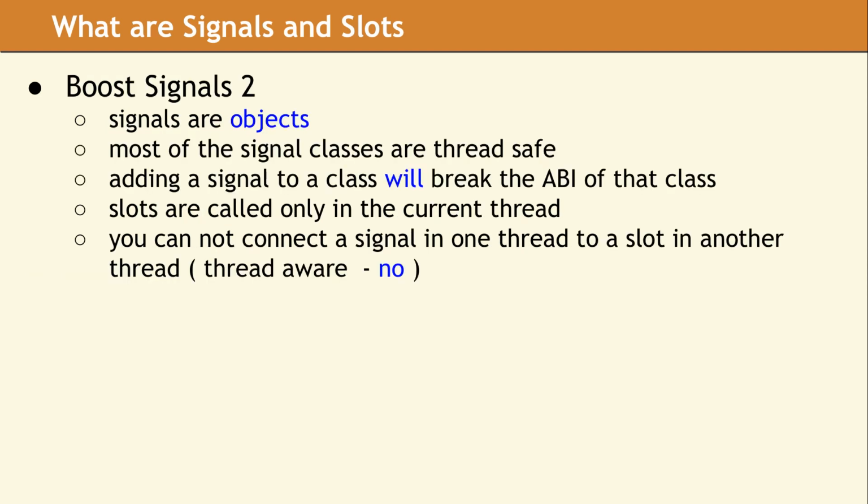There are two signal libraries in Boost. The first one is deprecated because it was not thread safe, and the modern replacement is Boost Signals 2. In Boost, signals are represented as objects. This means that in order to add a signal to your class, you must add a data member, and this changes the size of your class and therefore breaks the ABI. While most of the classes in Boost Signals 2 are thread safe, it is not thread aware, because slots are invoked only in the thread that emitted the signal.